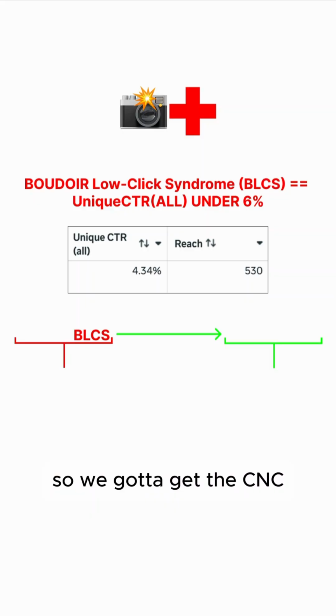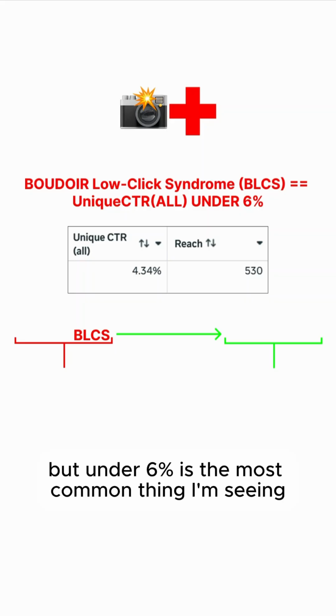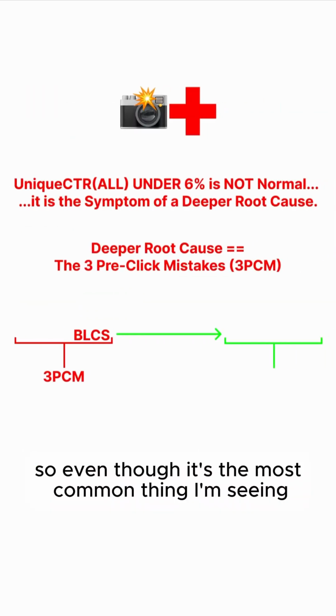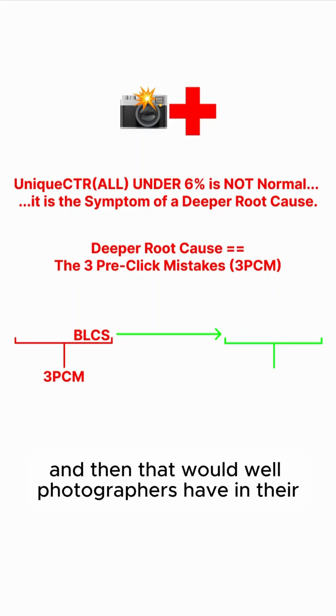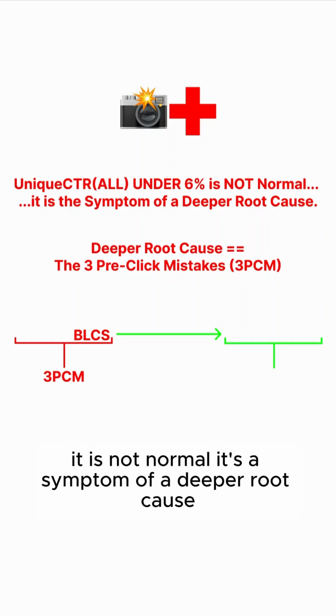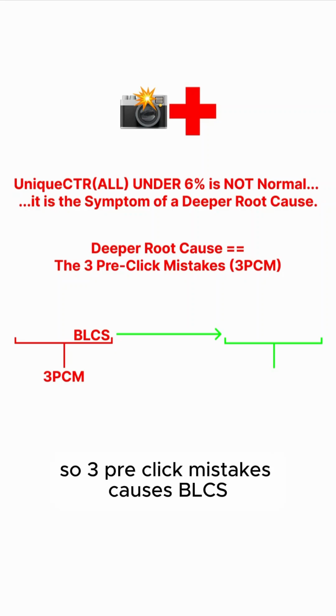So we got to get this unique CTR all number up as high as possible, but under 6% is the most common thing I'm seeing, and it's a massive, massive problem. Even though it's the most common thing I'm seeing, and that boudoir photographers have in their Facebook ads backend dashboard, it is not normal. It is the symptom of a deeper root cause. And that deeper root cause is the 3 pre-click mistakes. So the 3 pre-click mistakes cause BLCS, aka Boudoir low click syndrome.